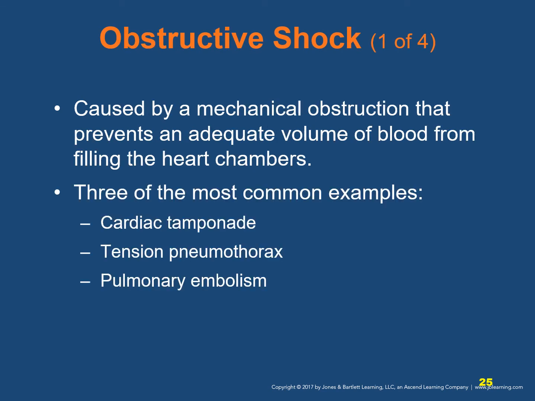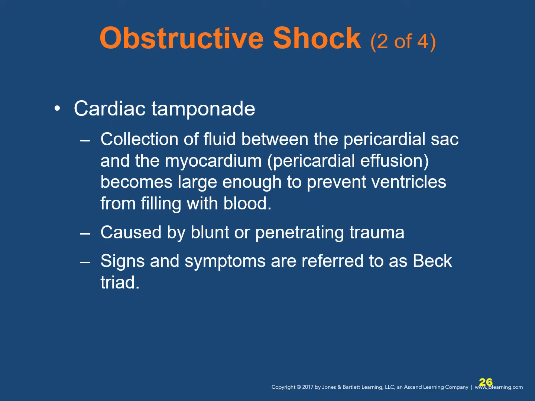Obstructive shock is caused by a mechanical obstruction that prevents an adequate volume of blood from filling the heart chambers. Three of the most common examples are cardiac tamponade, tension pneumothorax, and pulmonary embolism. Cardiac tamponade or pericardial tamponade: a collection of fluid between the pericardial sac and the myocardium is called a pericardial effusion. If the effusion becomes large enough, it can prevent the ventricles from filling with blood, a condition called cardiac tamponade. It is caused by blunt or penetrating trauma that causes hemorrhage around the heart.